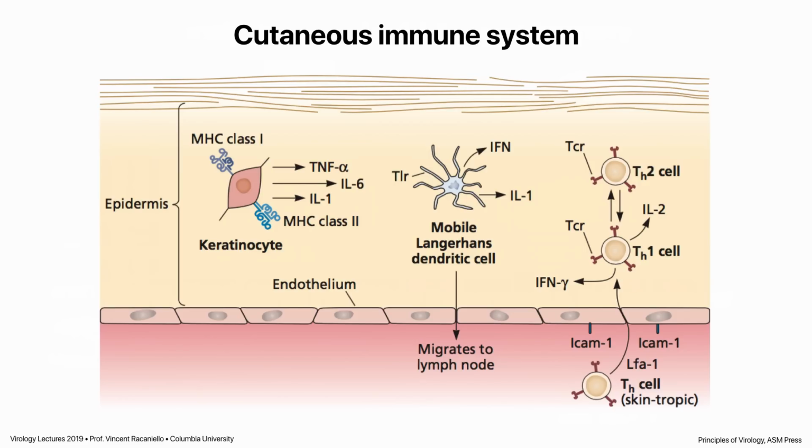Now, all of these activities happen in different parts of our bodies. We've mentioned the blood, but our skin has a very specific immune system. Here, for example, is our epidermis and dermis, and there are a variety of cells in the epidermis that are patrolling and looking for infections. Here, for example, is a blood vessel. And we have keratinocytes, which have class 1 molecules on them. They're able to make a variety of cytokines and respond to infection.